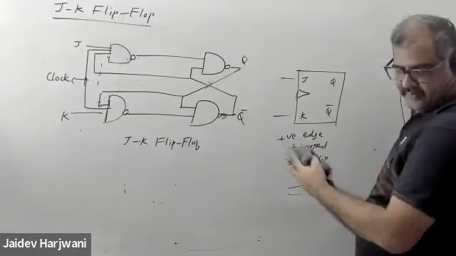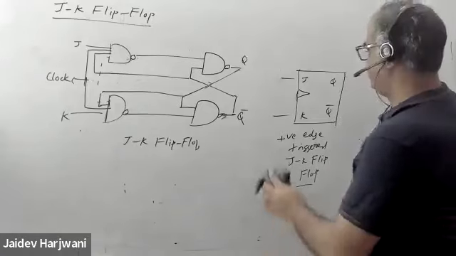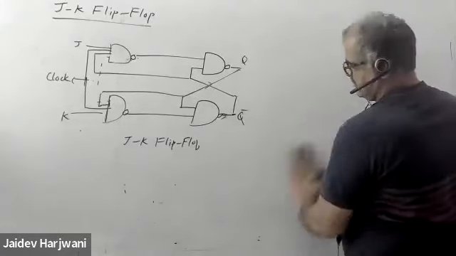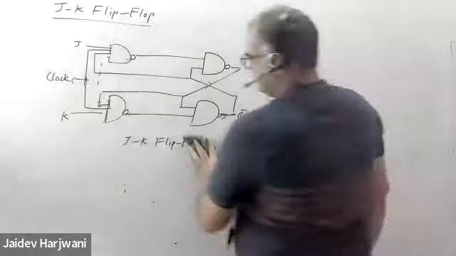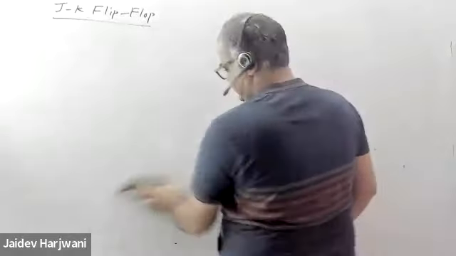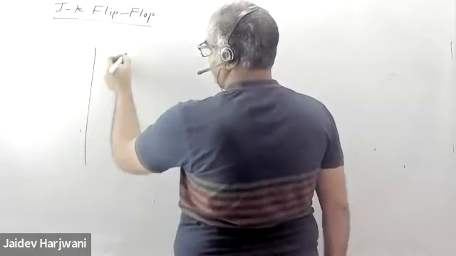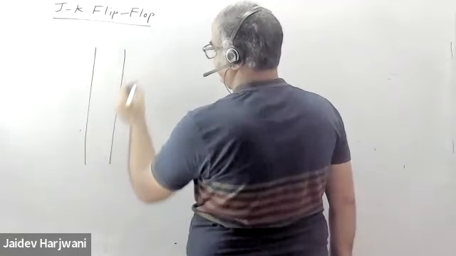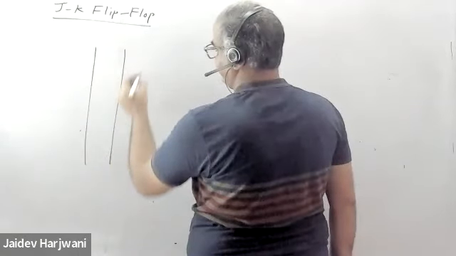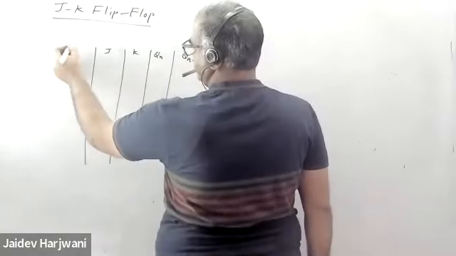Two, two table for this JK flip flop. Okay. So I need a space, so I'm replotting this one. Okay, so I have, okay, you have J, K, Qn plus 1, and then you have a clock.